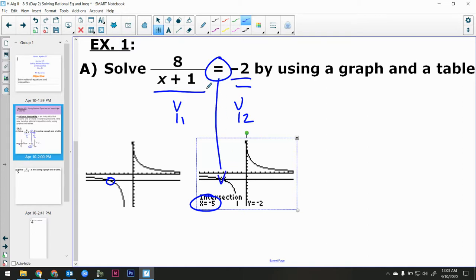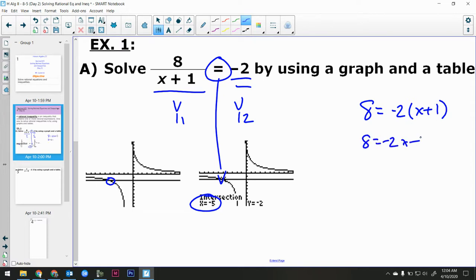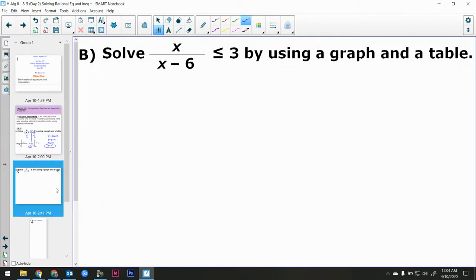So I think you can see when it's an equality, that's not too bad. Algebraically, this wouldn't be too bad either. I multiply by x plus 1, I get 8 is equal to -2(x plus 1). And then I say 8 is equal to -2x minus 2. So add the 2, 10 is equal to -2x. Divided by -2 is -5. Boom, done. So is it equally as easy to do this algebraically as it is by graphing? Yeah, definitely.